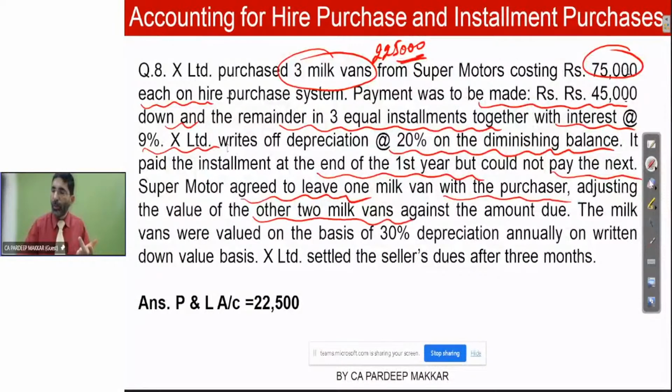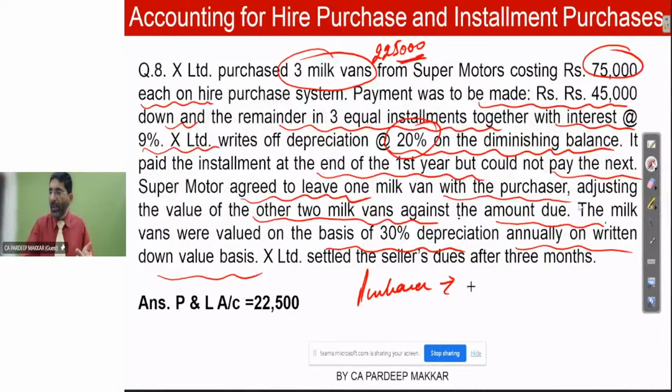Adjusting the value of the other 2 milk vans against the amount due. The milk vans were valued on the basis of 30% depreciation annually on written down value basis, whereas they have been depreciated at the rate of 20% according to the purchaser. So the purchaser is recording it at a depreciation of 20% in his books of accounts.